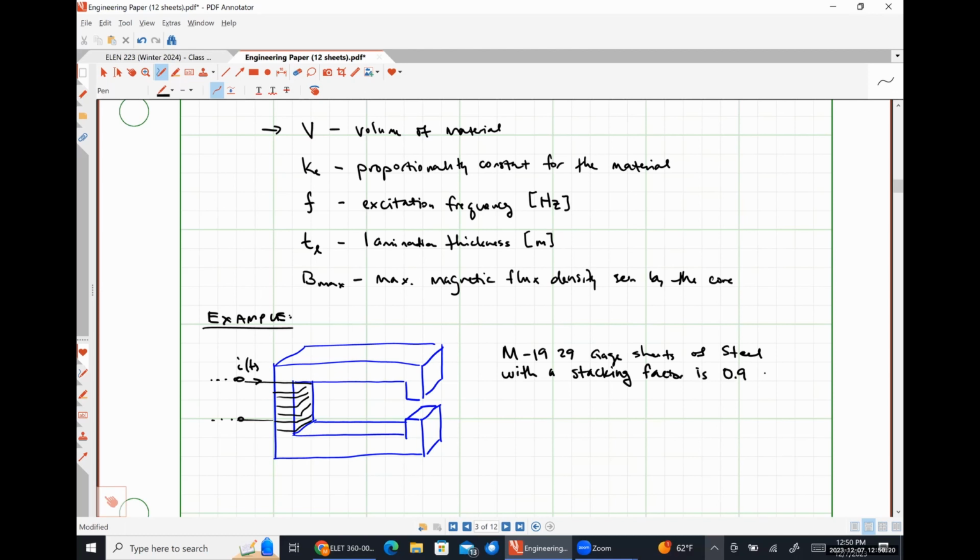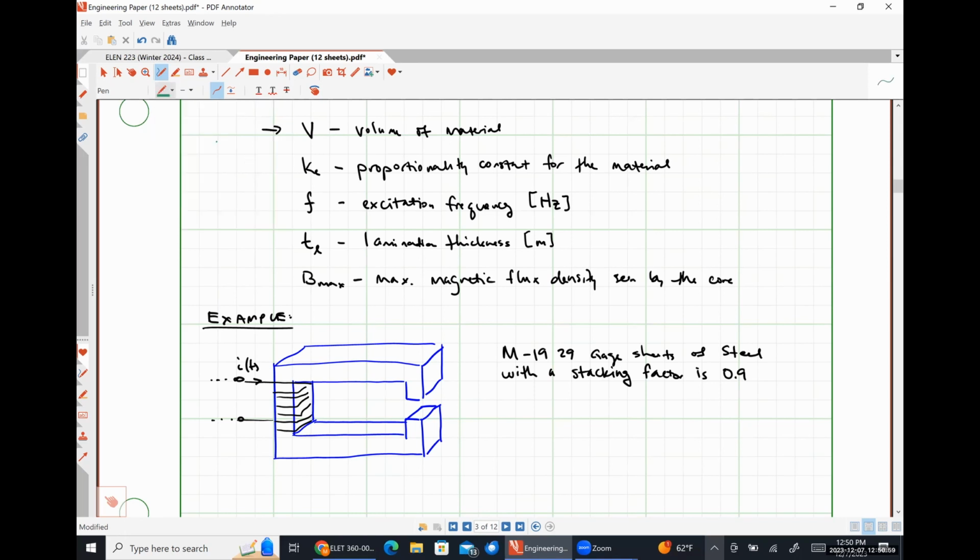is 0.9. So let me explain what I mean here by a stacking factor. I talked earlier about how we laminated our sheets together and they're separated by insulators. So the stacking factor is effectively telling us how much of our core is actually core material, and whatever's left over is the insulation material. So 90% of this thing is actually M1929 gauge sheets of metal, and the remainder of the physical structure is that insulating material. That's all the stacking factor means. Okay.